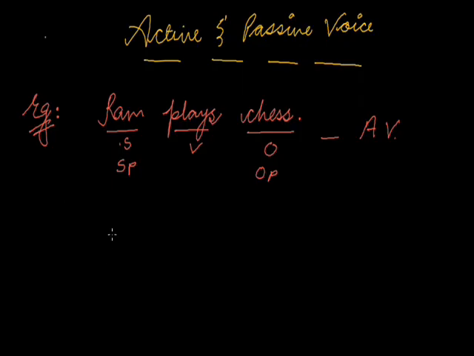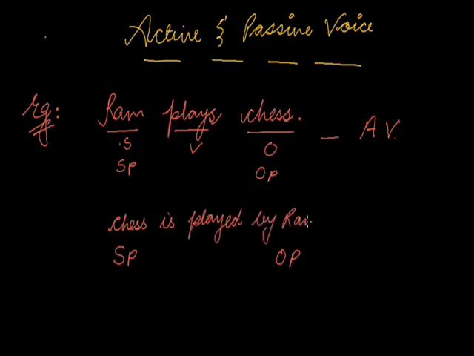But now what happens in passive voice is that your subject and object positions remain the same, which means that here you have your subject position and you have your object position over here. But now your object comes at the place of subject position and your subject comes at the place of object position. And so this kind of sentence is said to be in passive voice.